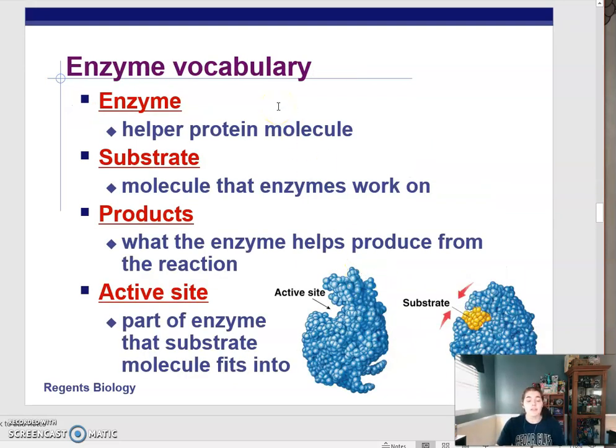So some vocabulary that is particular to this, and some of this I've already said, the enzyme is that helper protein molecule. The substrate is the molecule the enzyme's working on, also called a reactant. The product is what the enzyme is making. It's the end result. And the active site is the site at which all of this activity occurs. It's where the enzyme breaks down whatever it is breaking down. It could be sugar, doesn't matter.